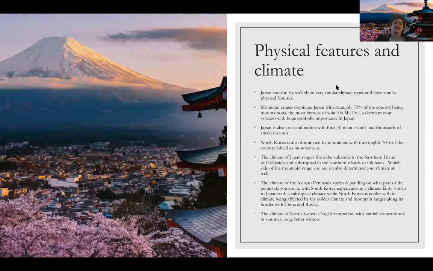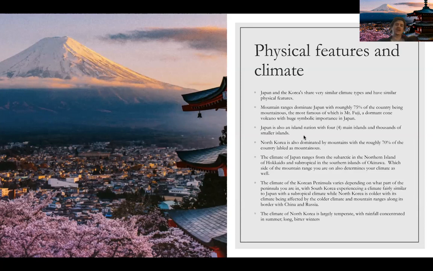Physical features and climates. Japan and the Koreas actually share very similar climate types and similar features. Mountain ranges actually dominate Japan, with roughly 75% of the country being mountainous, the most famous mountain of which is Mount Fuji, which is actually this picture right over here. And it is actually a dormant cone volcano, and it has a very huge symbolic presence in Japanese society and culture.